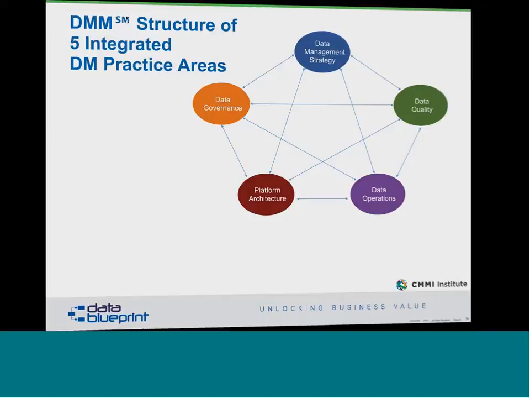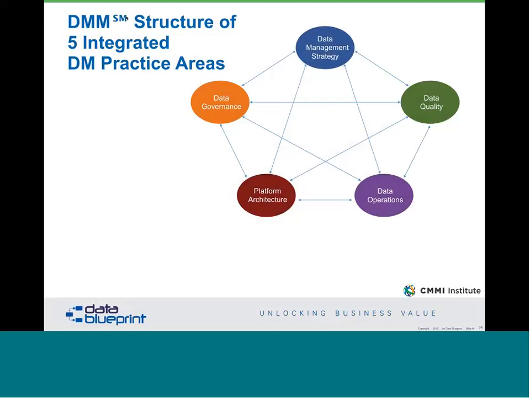Similarly, it's important to understand the DMM structure of these integrated practice areas. So these 5 that I'm showing here, governance, data management strategy, data quality, data operations, platform, and architecture, are all the same that were in the basement, the foundation of that pyramid on the previous page. And what it means is, from a data strategy perspective, we're going to manage data coherently, as opposed to at the work group level, try to elevate that practice up to the organizational level.